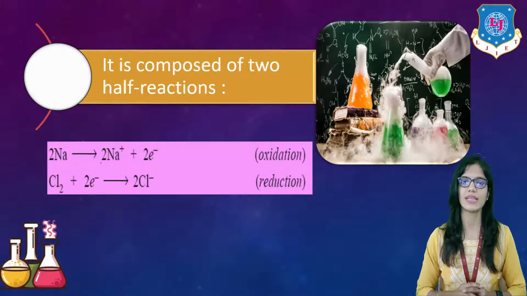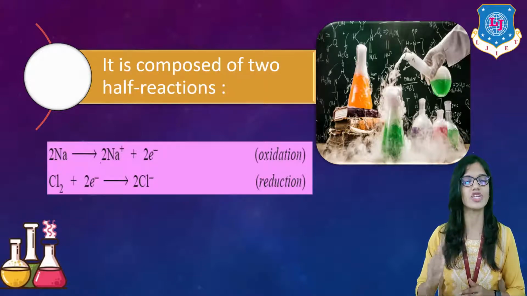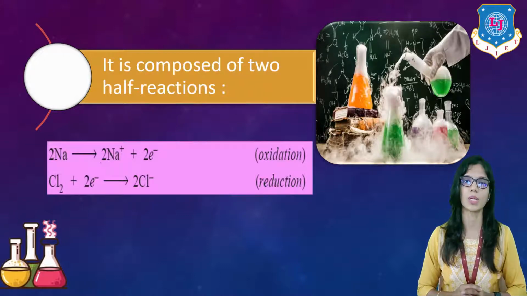So here, as you can see in the image, 2Na gives 2Na+ plus 2 electrons. Here our Na atom loses 2 electrons. So when loss of electrons occurs, it is known as oxidation, which creates a positively charged atom or positively charged ion. If we talk about the other one, Cl2 gains 2 electrons. When it gains 2 electrons, it converts itself into 2Cl minus.